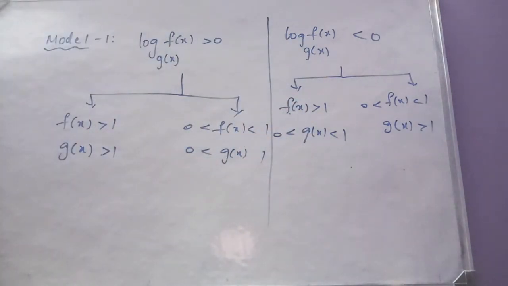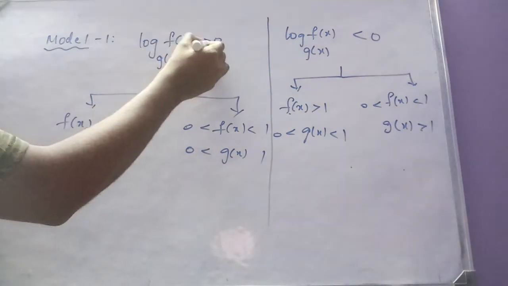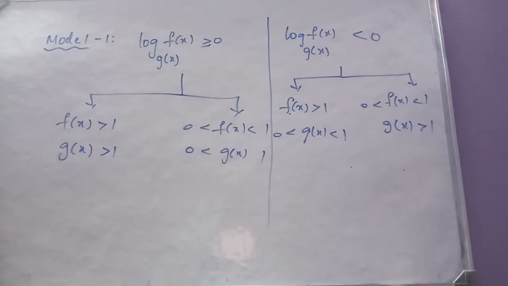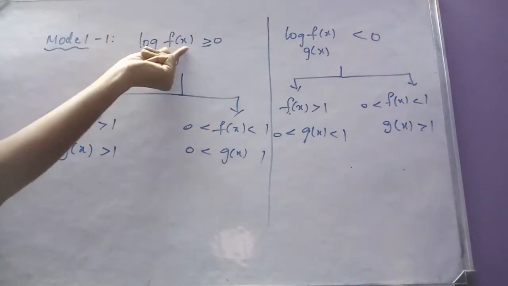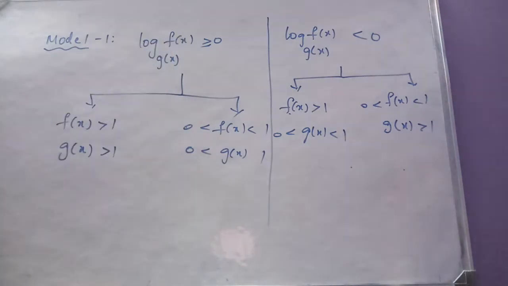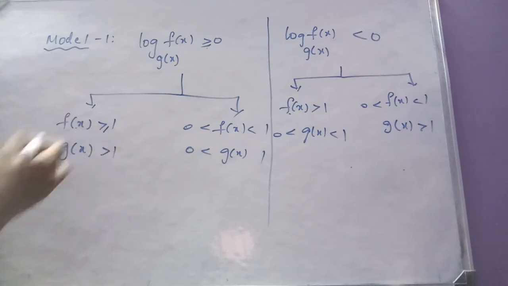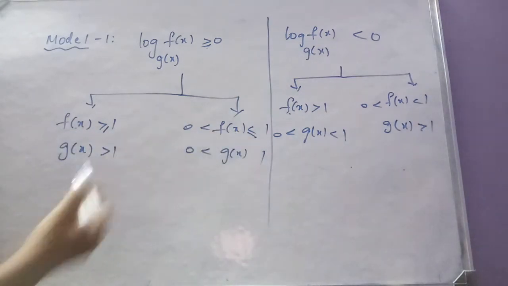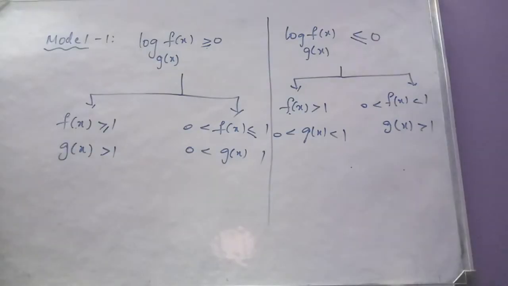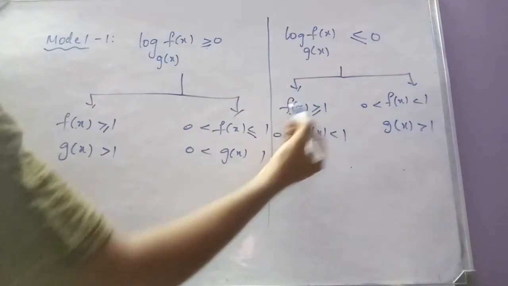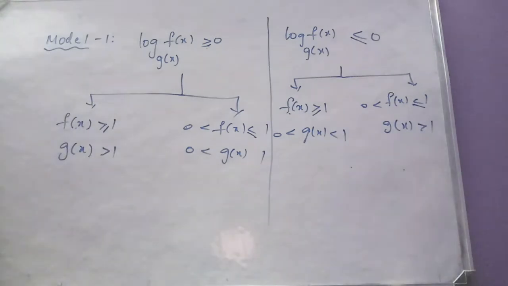Let us take an example, but before that you might have a doubt. Sir, what if we have an equality sign here? We all know that this logarithm will be equal to 0 if f of x is equal to 1, correct? So in that case, if you find an equality symbol here, f of x can be equal to 1. Similarly here also, in case you find an equality sign, then f of x can be equal to 1. That's it.